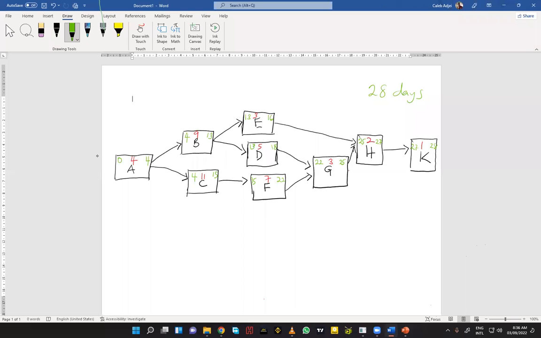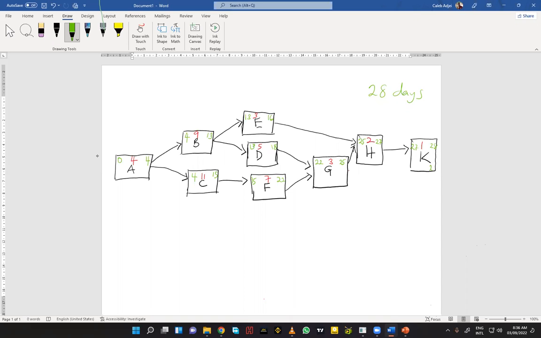Assuming this example is talking about days. If it is not weeks and it is days, then that is it. All right, so let's do our backward pass. We have done our forward pass. We are doing our back pass. So this is 28 here.